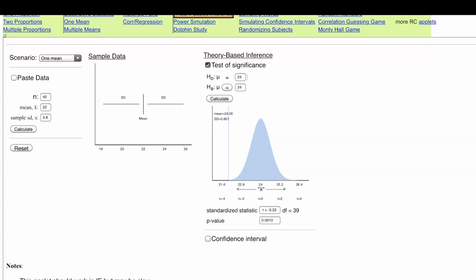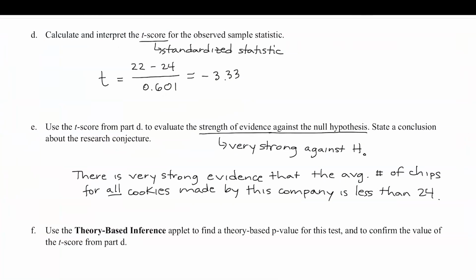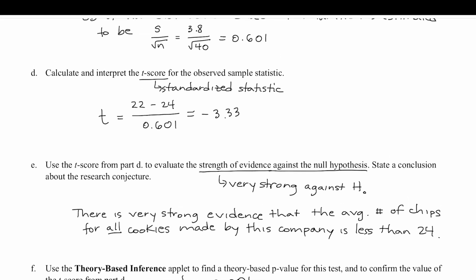And so that sample mean value is in the left tail. It has a t-score of negative 3.33, and we're going to go back and interpret that. And then we have a p-value of 0.001, which means it is highly unlikely to see a sample mean as low as 22 if the mean in the population really was 24.